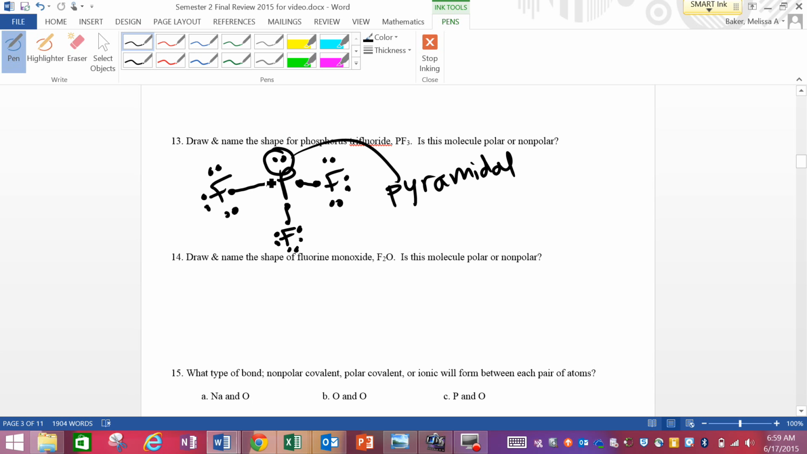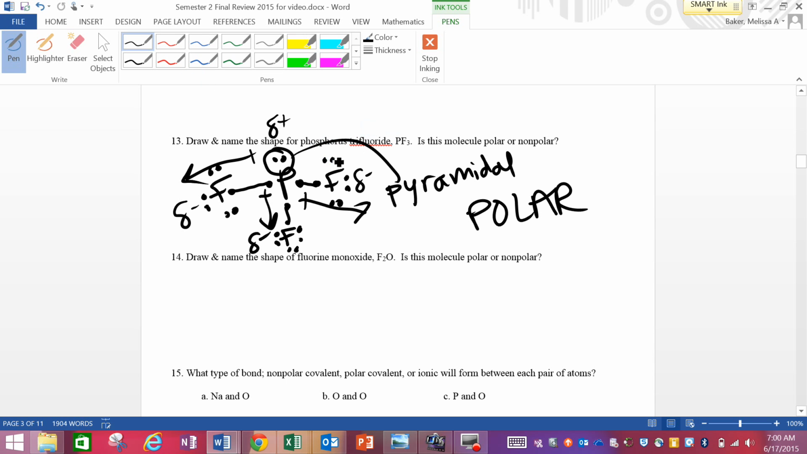Is it polar or nonpolar? Well, if you picture this as a little pyramid and you look up the electronegativities, each of these fluorines is pulling really hard on that phosphorus. So each of these is going to have a partial negative charge, leaving that phosphorus with a partial positive. So this is definitely a polar molecule.